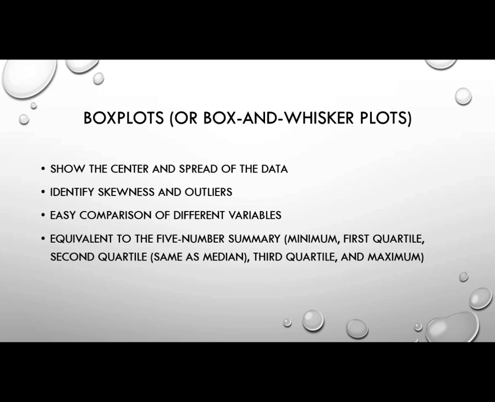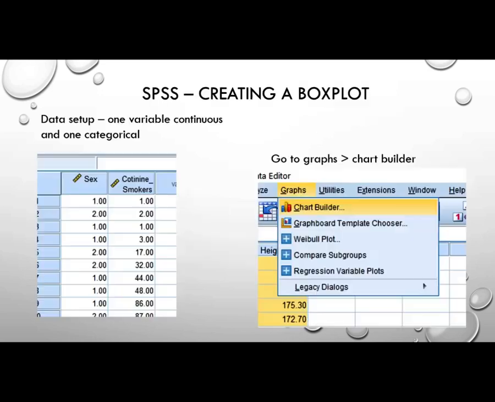We're going to show these using box plots, also called box-and-whisker plots. They show the center and the spread of data. They identify skewness and outliers. They're easy to compare for different variables, and they're equivalent to the 5-number summary: minimum, first quartile, second quartile, which is the same as the median, third quartile, and maximum.